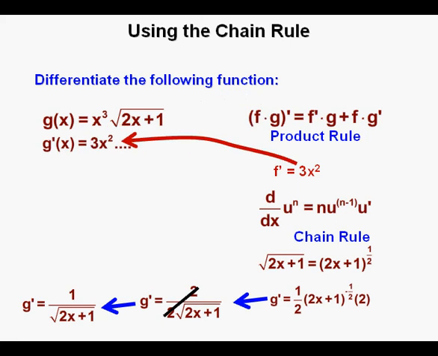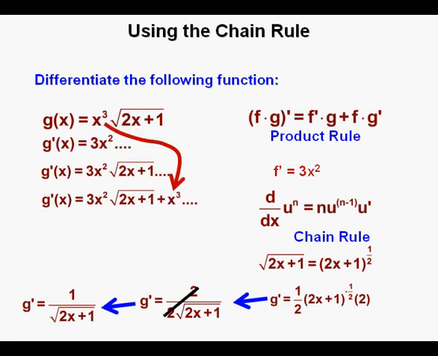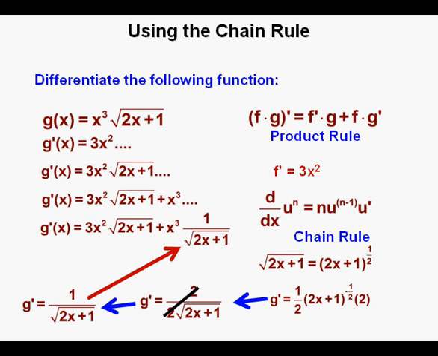So now we'll take the f and f prime with the g and the g prime and put it all together to find our answer. So one piece at a time, we have g prime of x equals 3x squared times the square root of quantity 2x plus 1 plus x cubed times 1 over the square root of quantity 2x plus 1. And factoring out x squared, our answer becomes x squared open parentheses 3 times the square root of quantity 2x plus 1 plus x over the square root of quantity 2x plus 1, close parentheses. And we box in our answer as correct.